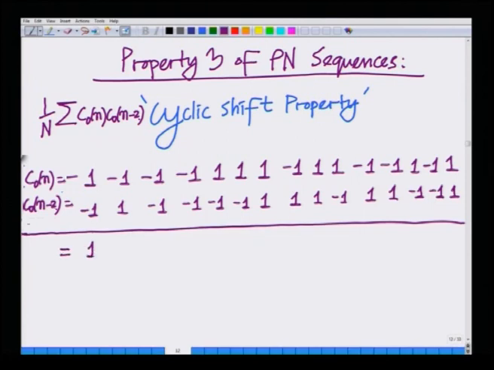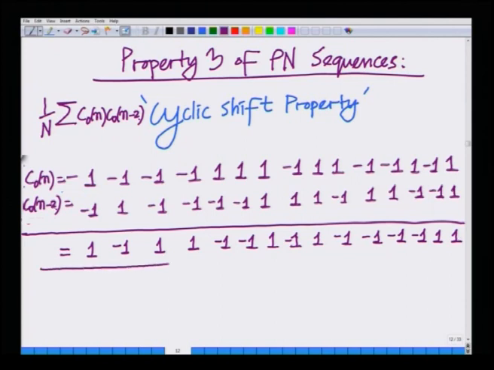Minus 1 into minus 1 is plus 1, minus 1 into 1 is minus 1, minus 1 into minus 1 is 1, minus 1 into minus 1 is 1, 1 into minus 1 is minus 1, 1 into minus 1 is minus 1, 1 into 1 is 1, minus 1 into 1 is minus 1, 1 into 1 is 1, 1 into minus 1 is minus 1, minus 1 into 1 is minus 1, 1 into minus 1 is minus 1, minus 1, 1, 1. Now, let me add all these up.